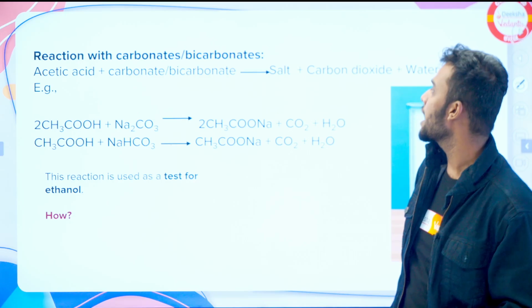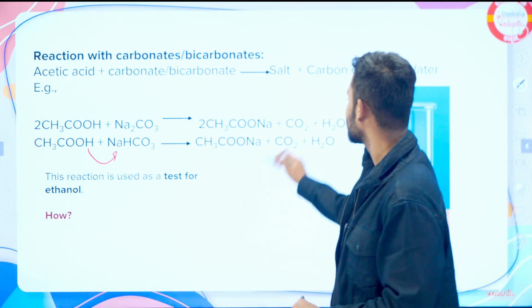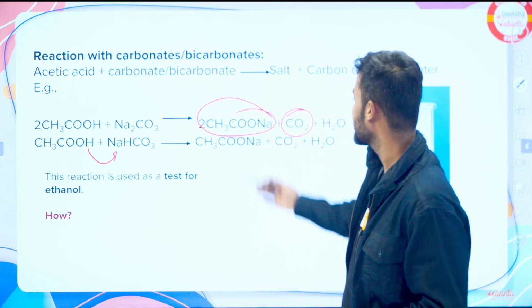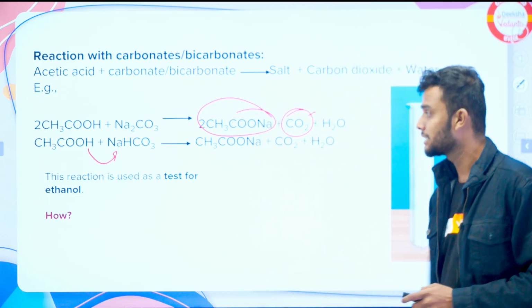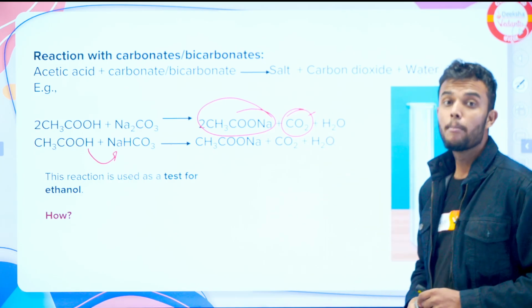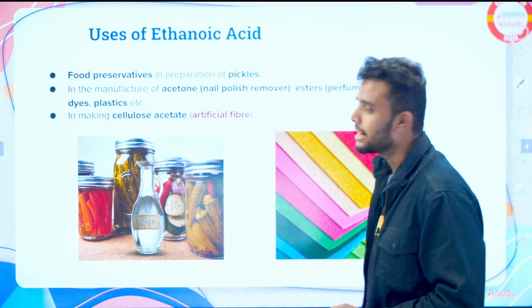Then carbonates or bicarbonates. Whenever acetic acid is reacted with carbonates or bicarbonates, it releases carbon dioxide gas along with a metal ethanoate. Sodium ethanoate is formed, but it releases carbon dioxide gas. How to test for carbon dioxide gas, students? By using lime water. If we pass carbon dioxide through lime water, it turns milky.